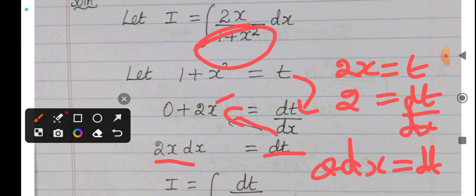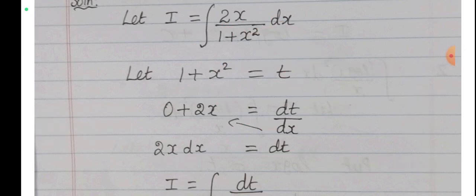From the question, you have to understand and decide which term you take as t, so that after differentiating, the balancing term comes, or at least something related to the balancing term comes. When you do more substitution problems, you will understand better. So why have I taken 1 plus x square as t, did somebody understand?